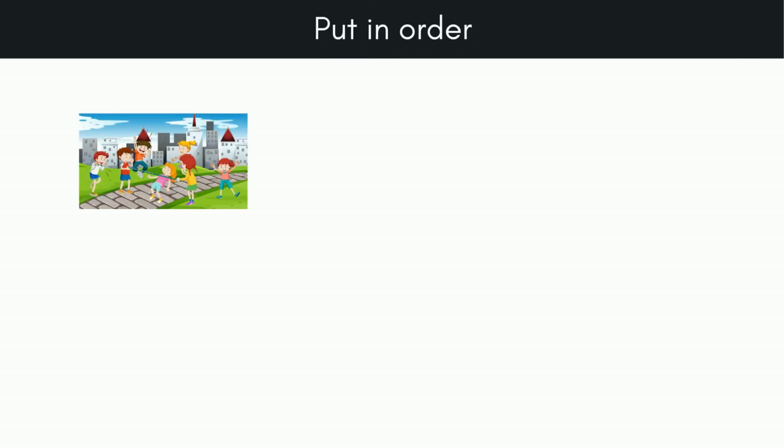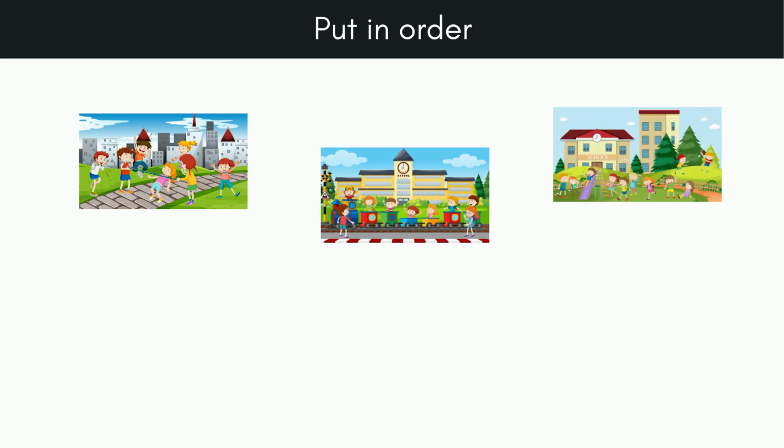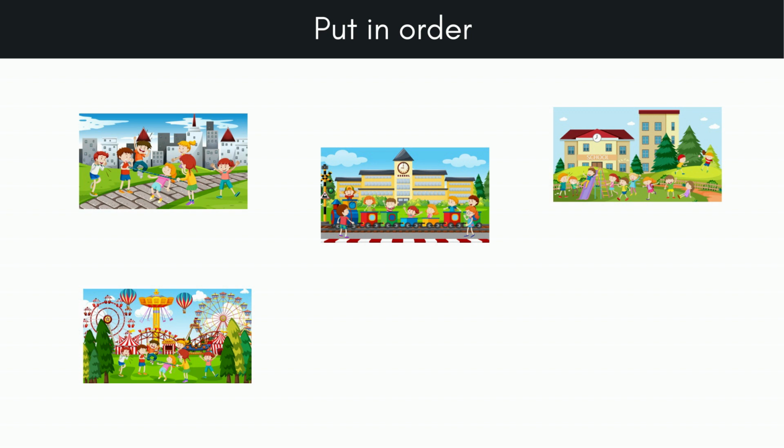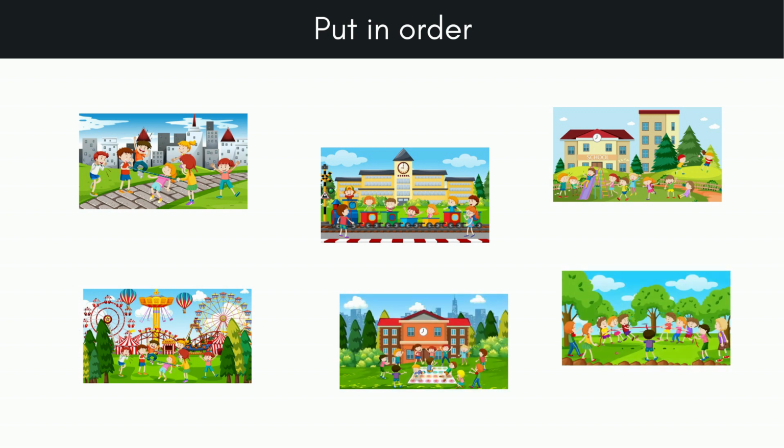Put in order. We can provide the children with words, sentences, or pictures, and the children try to put them in the order in which they think they will hear them. They can guess either individually or as a group. As they listen to the song, they can rearrange the order if necessary.